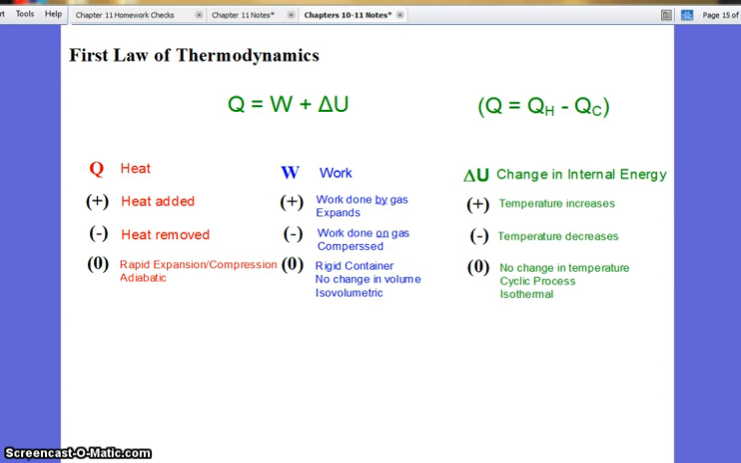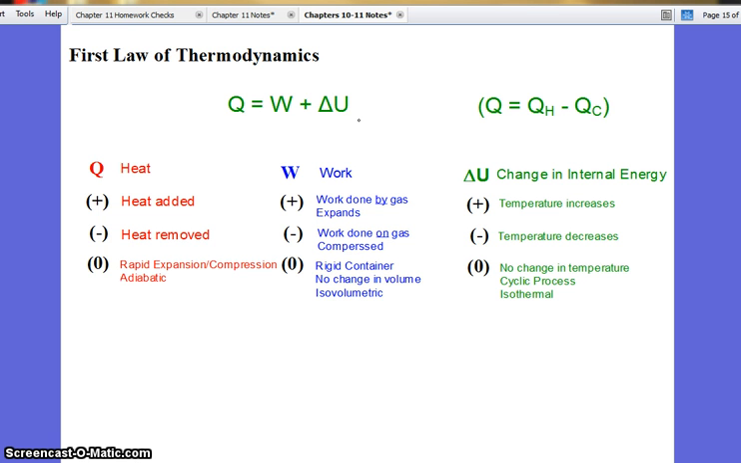The first law of thermodynamics can most easily be expressed through an equation. In this equation, Q is the heat, W is the work, and delta U is the change in internal energy. So the total heat transferred is equal to the work plus the change in internal energy of the system.